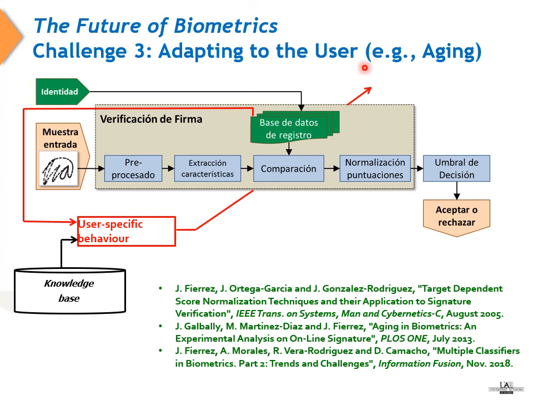This can also be useful, for example, in aging. Aging is a very challenging aspect, especially if we want to compare an enrolled template to an input template with a difference of years. If we know that at different ages we have different behavior, then we can adapt when we have people with different ages or different conditions of comparison across time.